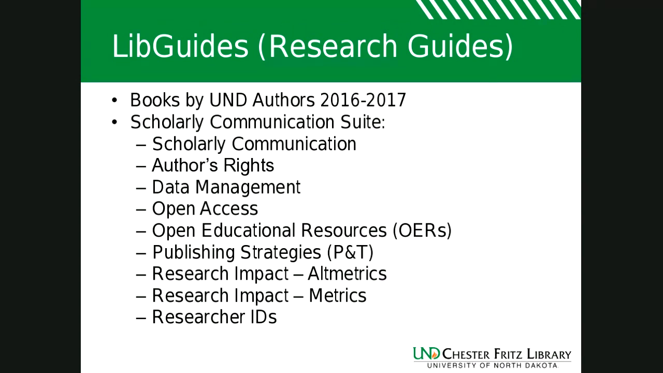The 2 Research Impact Guides highlight tools for discovering traditional metrics like Journal Impact Factor and Researcher H Index, and altmetrics like the number of downloads or social media attention scores. The Researcher IDs Guide presents platforms for researcher identities, profiles, and communities like ResearchGate, Google Scholar, and ORCID ID. This is the Suite homepage.